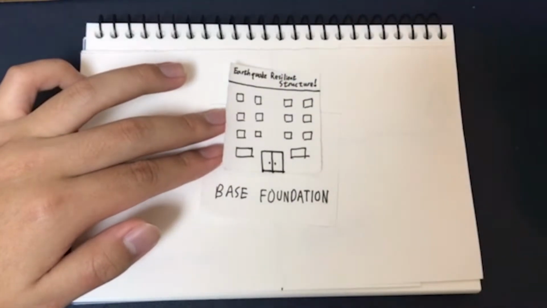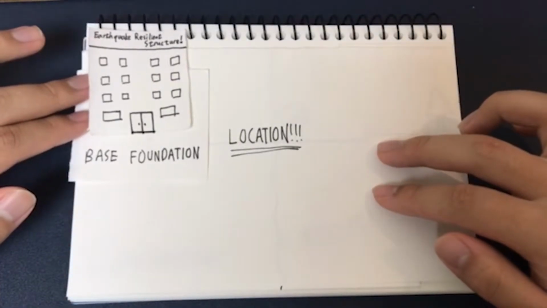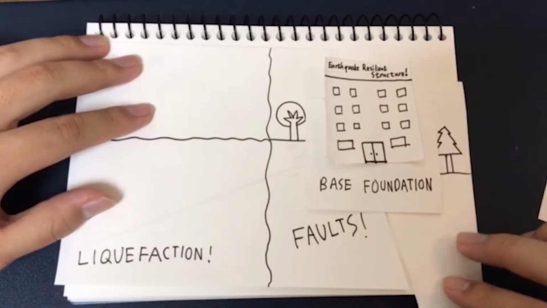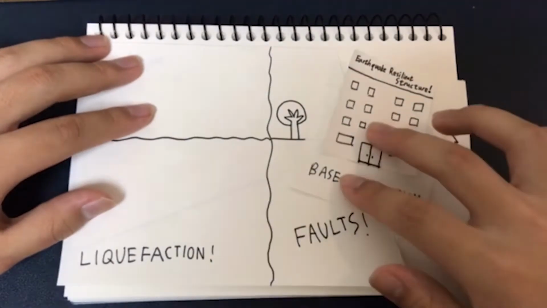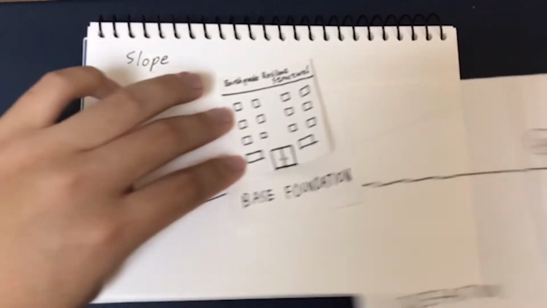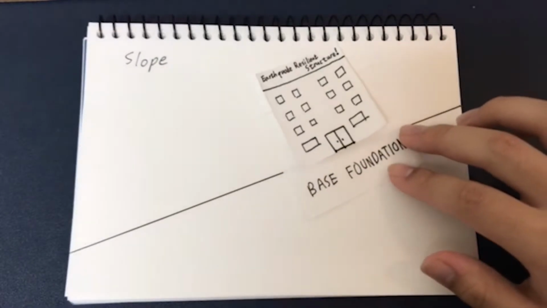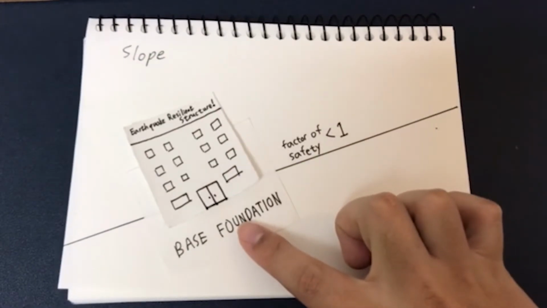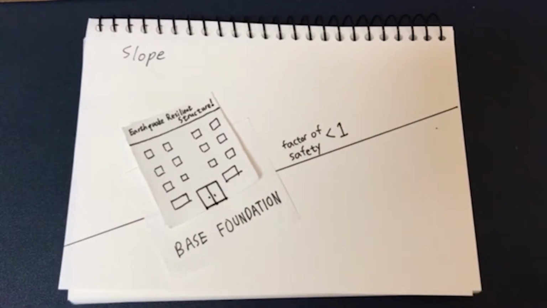Not only the base foundations, but the location of where the building is also decides the integrity of the base. If the structure is on a fault or a soil that goes through liquefaction, even with a strong structure, it will still fail. And for structures on a slope, the slope stability is decided by the factor of safety. When the factor of safety is less than 1, the slope will fail and the structure along with it.